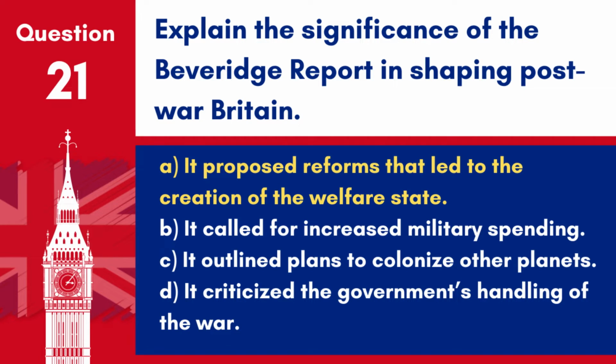Answer A. It proposed reforms that led to the creation of the welfare state. The Beveridge Report, published in 1942, outlined a plan for social insurance and welfare that would provide support from cradle to grave, and was instrumental in the establishment of the post-war welfare state in Britain.